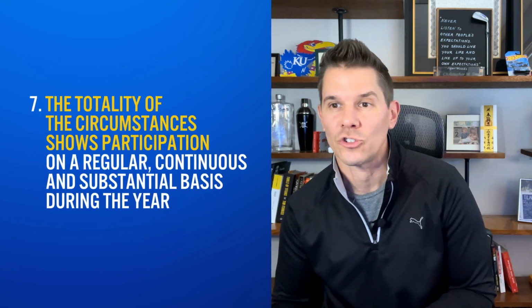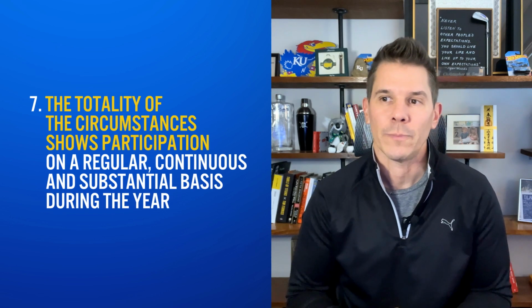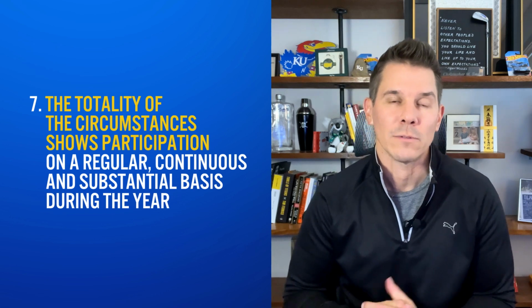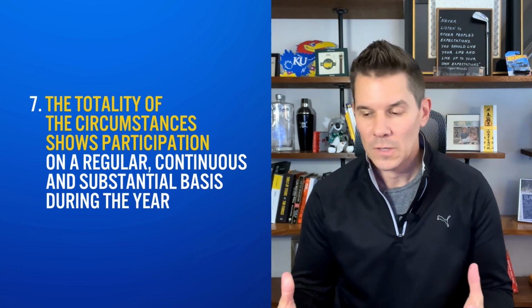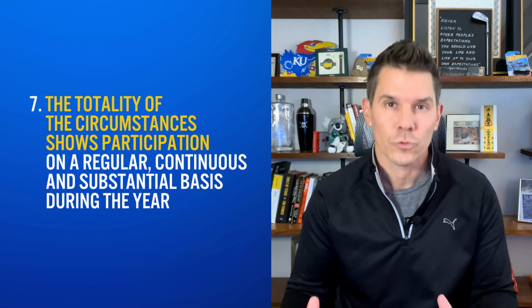And number 7 is the totality of the circumstances shows participation on a regular, continuous, and substantial basis during the year. You might have that one. You might be able to fly by with that one. That's sort of the most vague description. But remember, if the IRS comes calling, you're going to have to prove that to them.